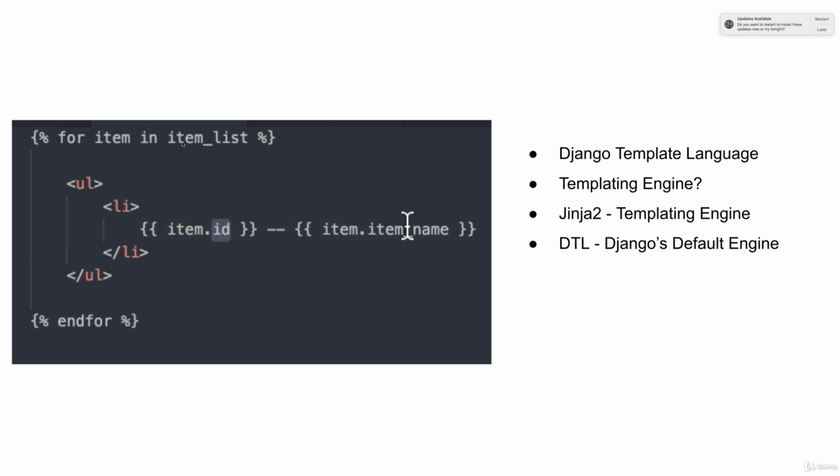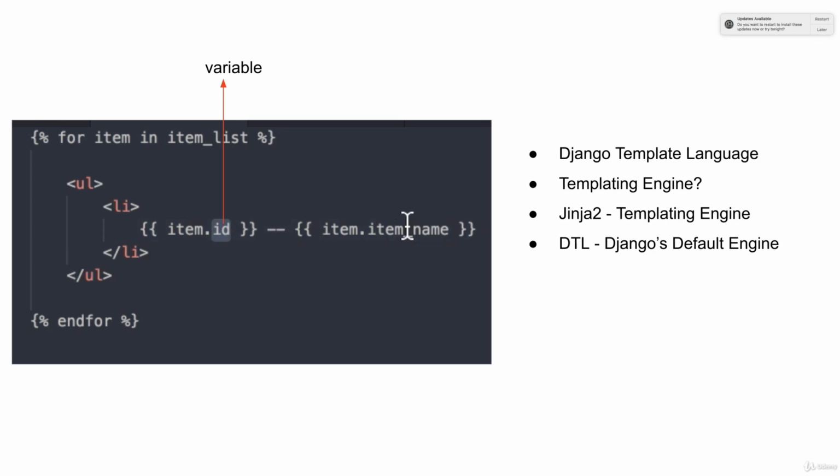First of all, we will learn how to define a variable in DTL. This thing right here, the item.id, is actually a variable. Whenever you want to define a variable in DTL, you need to define it in between two curly braces. So you need two opening curly braces and then two closing curly braces whenever you want to define a variable.